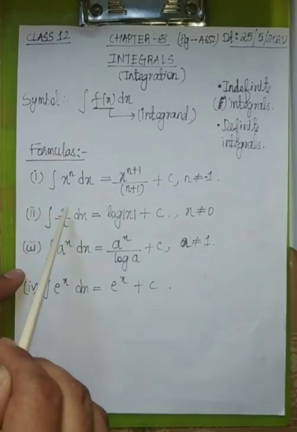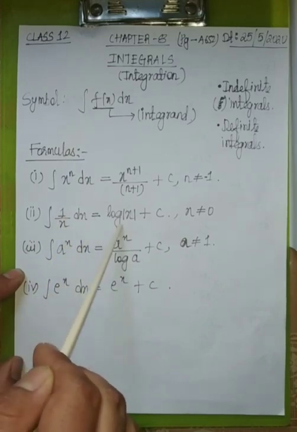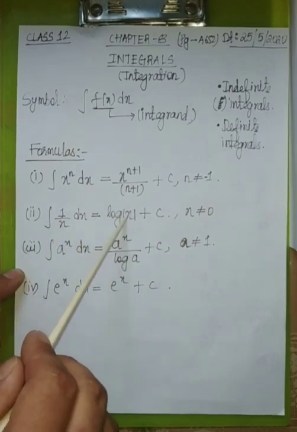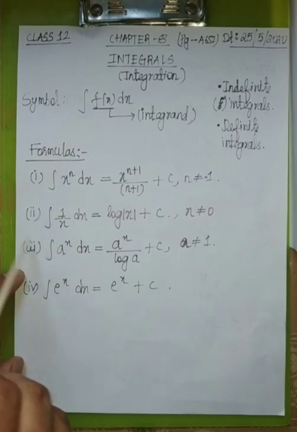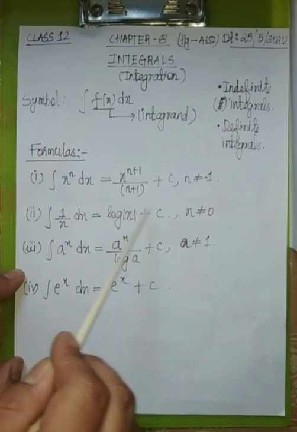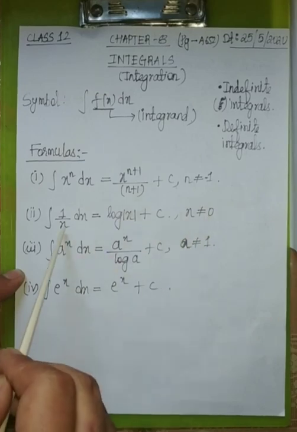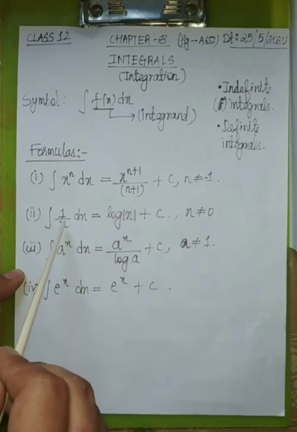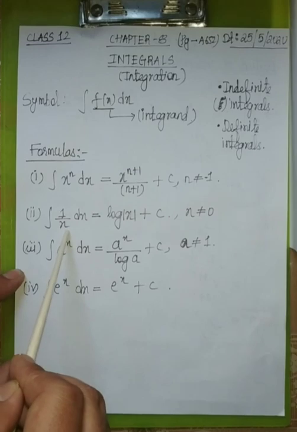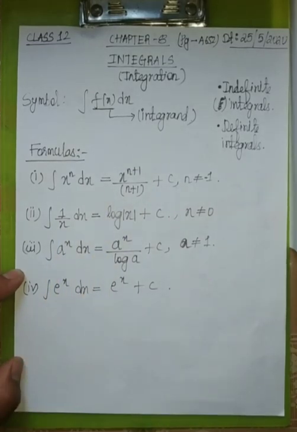Number 2, integration of 1 by x dx is equal to log x. Remember that differentiation of log x was 1 by x. So integration of 1 by x will be log x plus c. Obviously x cannot be equal to 0, because if x equals 0, then the function is undefined. 1 by 0 will be infinity, isn't it? Okay, x cannot be equal to 0.